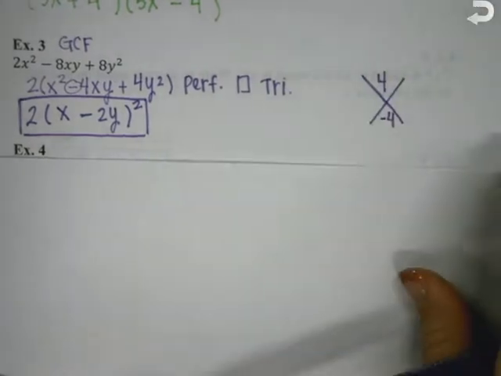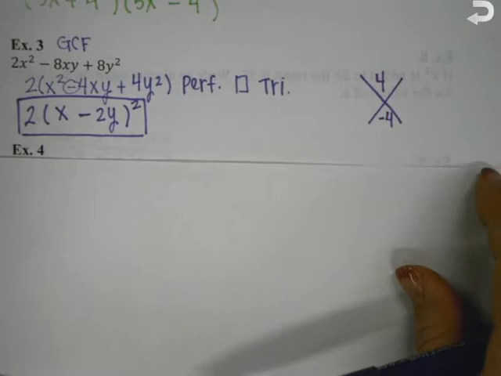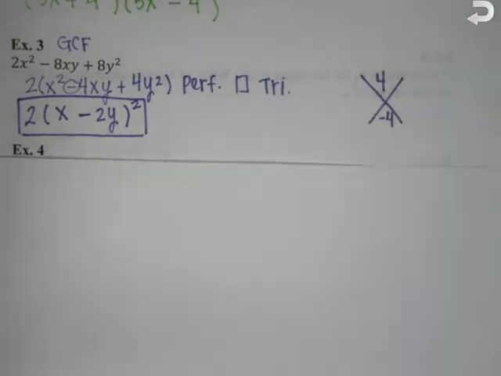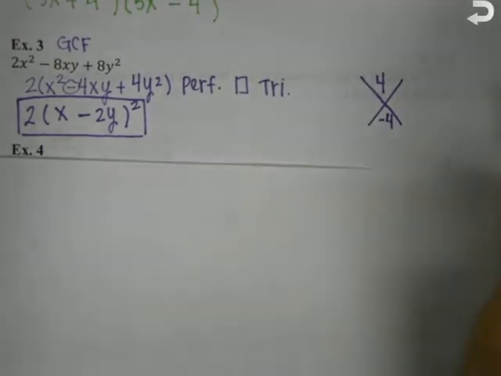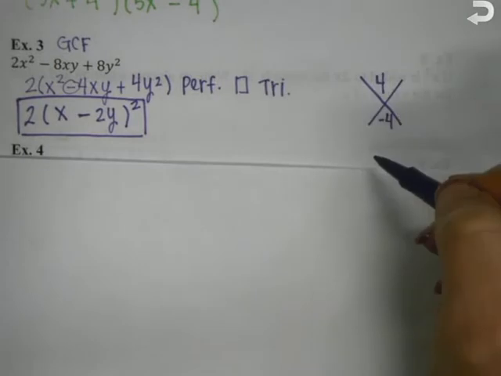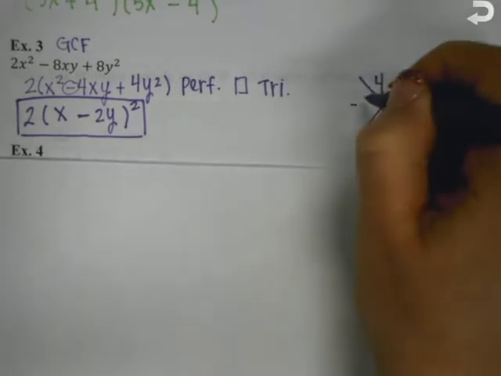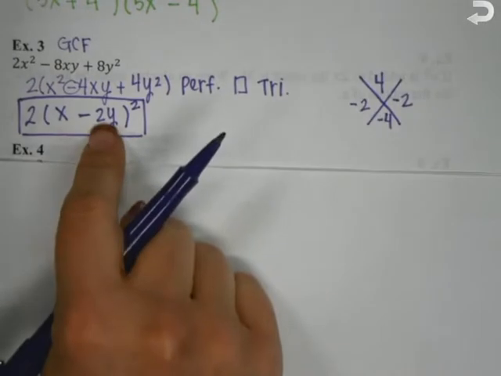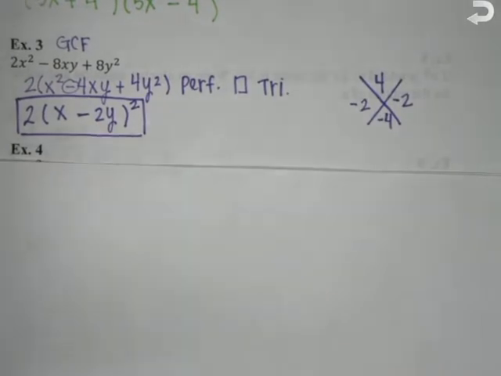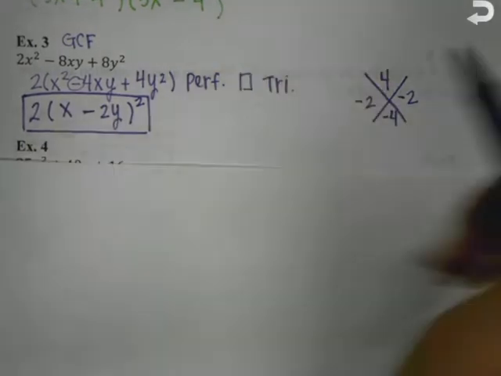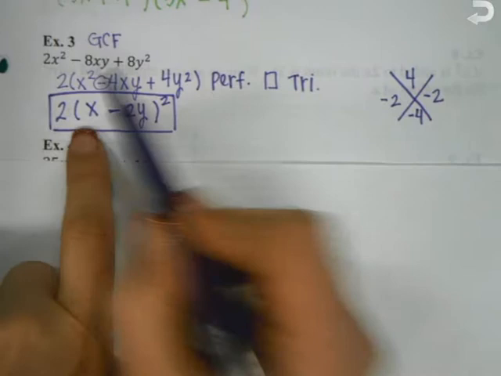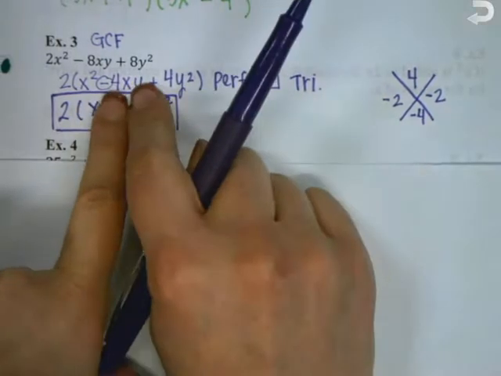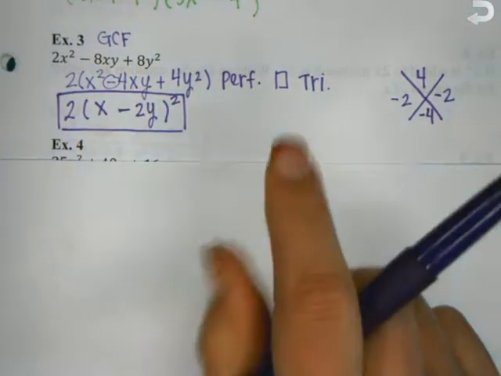Two things that multiply to positive 4 and add up to negative 4: negative 2 and negative 2, which is what we got here, right? When we FOIL it all out and combine like terms, we would end up with a negative 4xy. This is what happens when you FOIL it, when you go the opposite way.